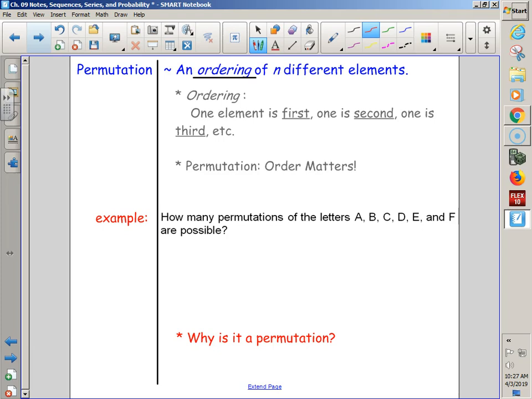Now, permutation. Permutation sounds a lot like combination. Permutation has to do with ordering. If I were you, the biggest thing to associate on this page is permutation with order. Order matters. Order is important. Permutation, the order is important. An order of n different elements. It's important if one thing goes first, another thing goes second, another thing goes third, rather than something else going first, something else going second, something else going third.